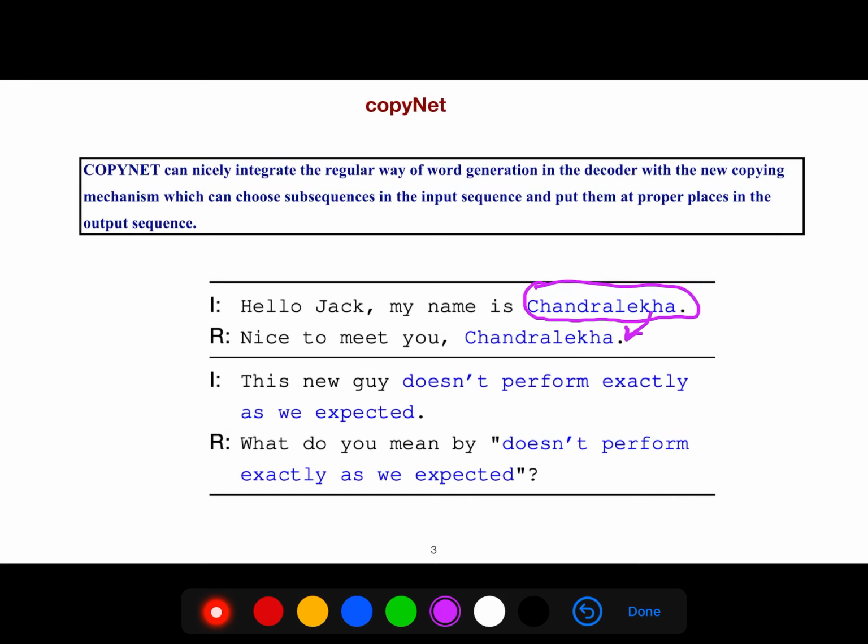It doesn't perform exactly as we expected. What do you mean by doesn't perform exactly? So it can just copy from a particular span, from here to here, of the input utterance.